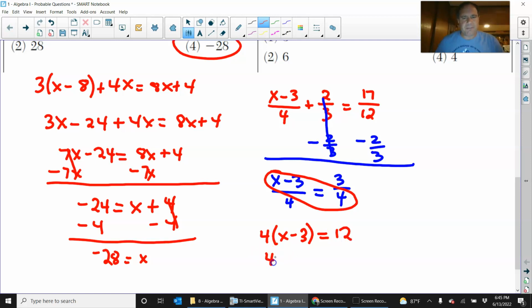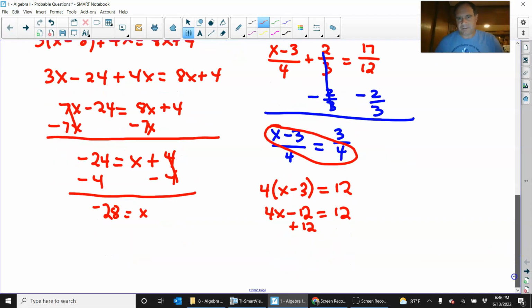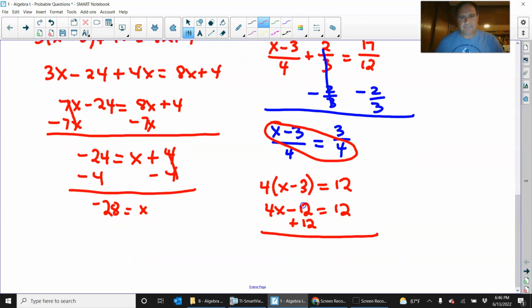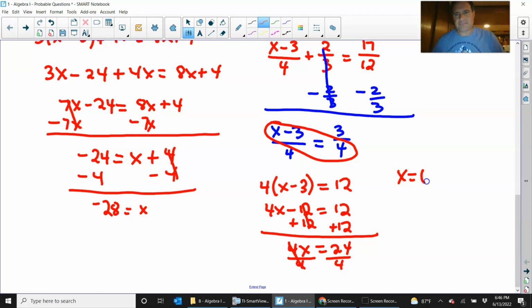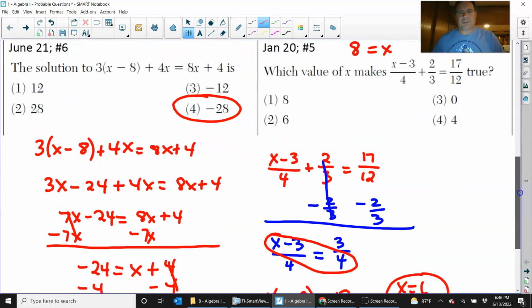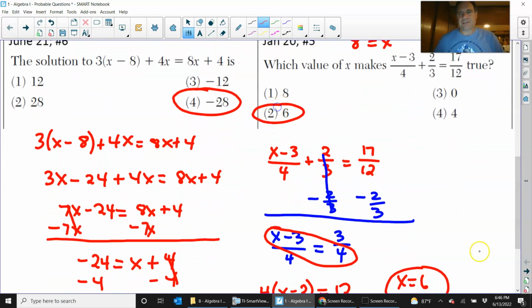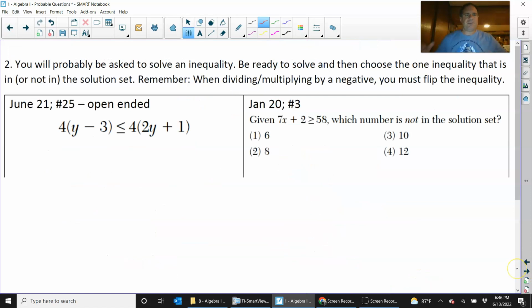Then we do the distributive property. You get 4x minus 12 equals 12. You add 12 to both sides, so 4x equals 24, and you will get x equals 6. Go back up and circle 6, that is 2. So these are the types of situations where you have to be able to solve that equation.